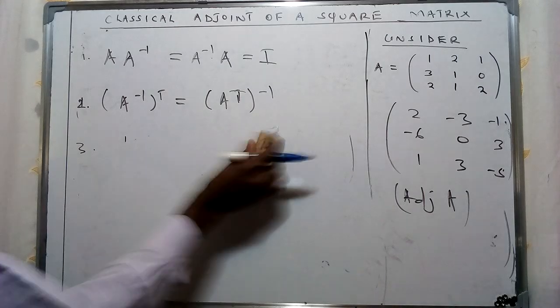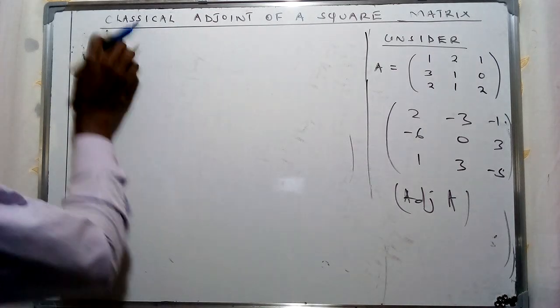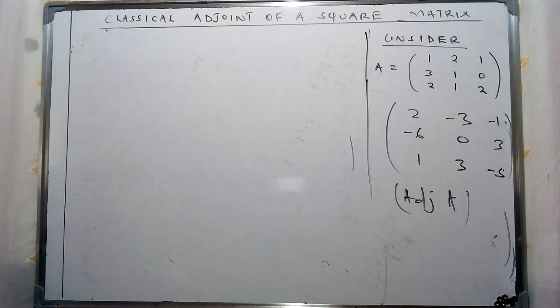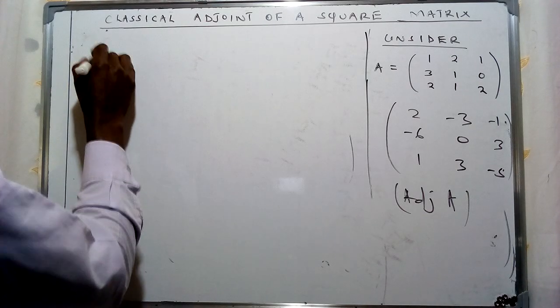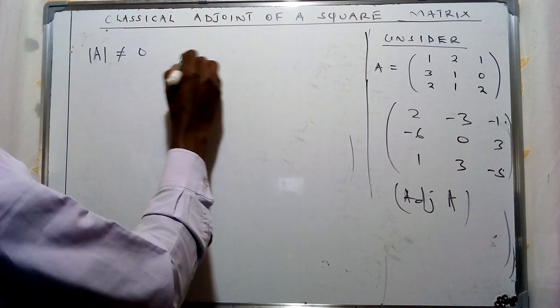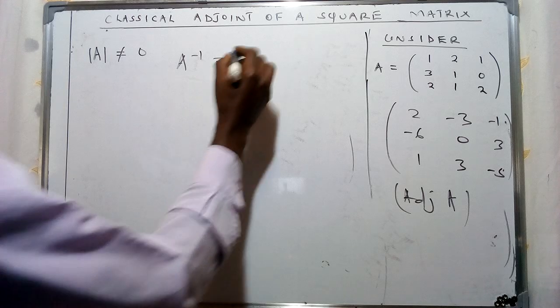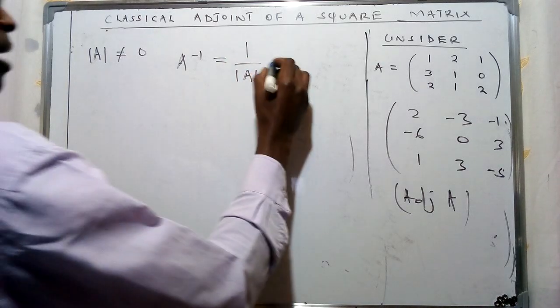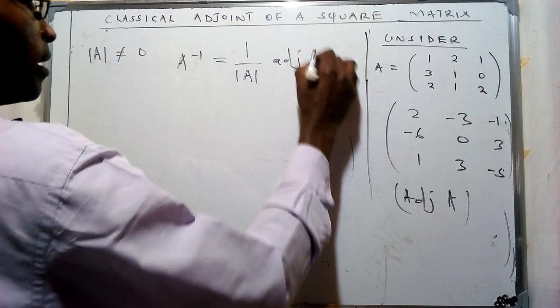So we're going to use such properties to see one of the applications of this concept of a classical adjoint, whereby we are going to have the classical adjoint given in terms of this specific representation. Thus, if the determinant of this matrix is not equal to 0, then we can have the inverse of a matrix defined as the ratio between the classical adjoint of A and the determinant of A.